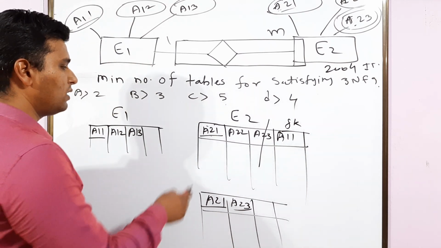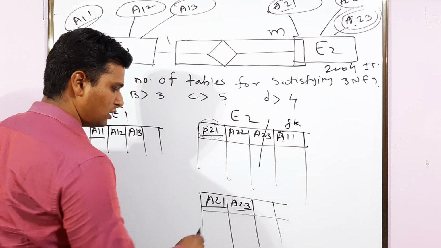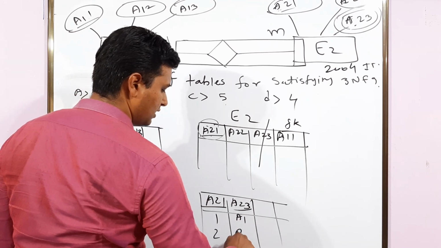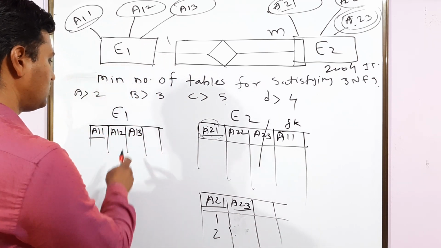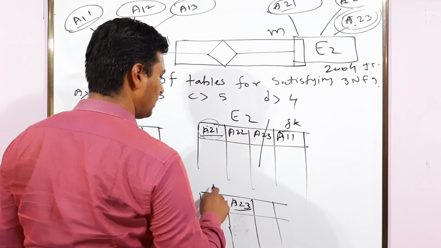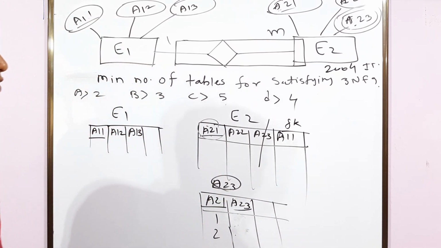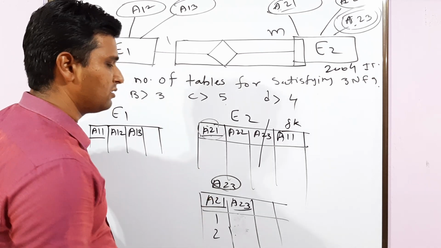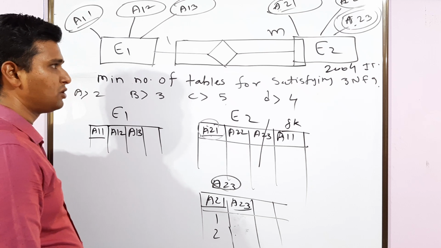Let's say A21 is the customer ID. A customer ID may have multiple addresses. So customer ID 1 has address A1, customer ID 2 has address A2, and likewise. That is how we have decomposed into 3 tables: E1, E2, and the A23 table, because it is a multi-valued attribute. So the decomposition is 3 tables.